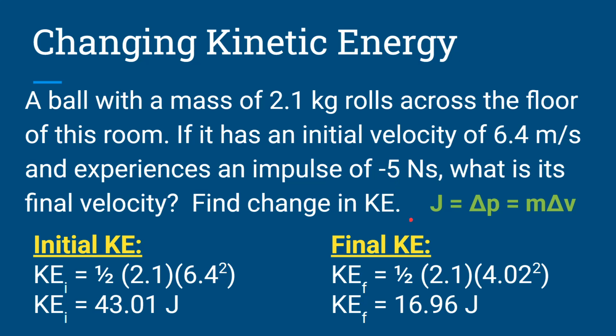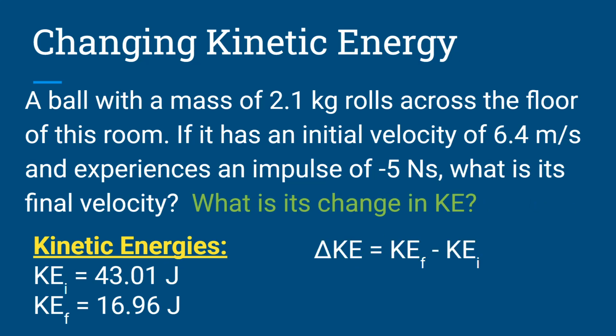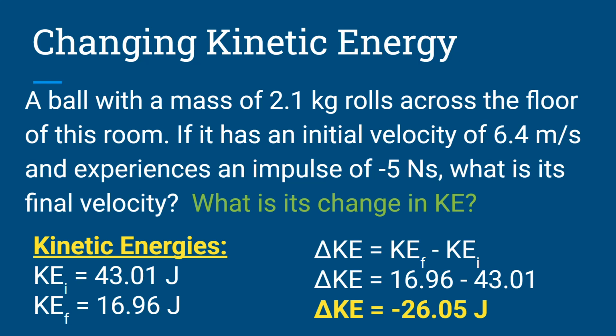But now you can find your change in kinetic energy. Change in anything. Change in velocity, change in position, change in kinetic energy, change in momentum. All of those changes, those values for change, can be found as final minus initial. So change in kinetic energy can be found as final kinetic energy minus initial kinetic energy. And yes, this will be a negative change. We clearly lost KE. Okay, so when I go to solve for my change in kinetic energy, 16.96 minus 43.01 will give me a negative number, specifically negative 26.05 joules, and that is your change in kinetic energy.